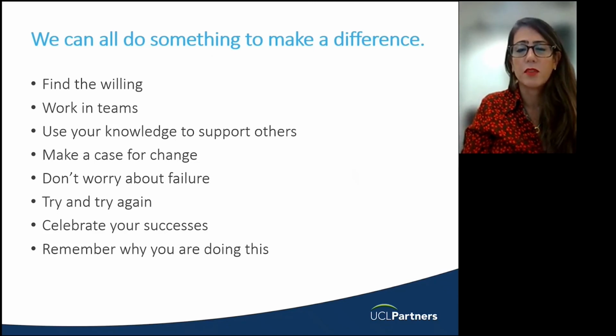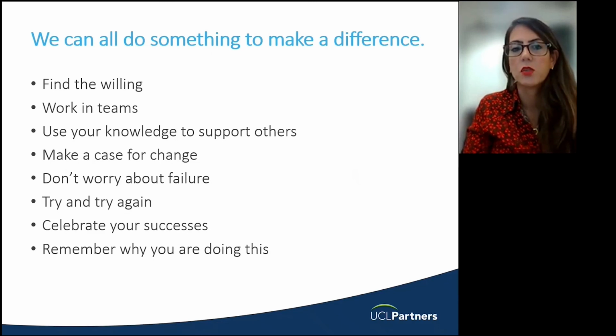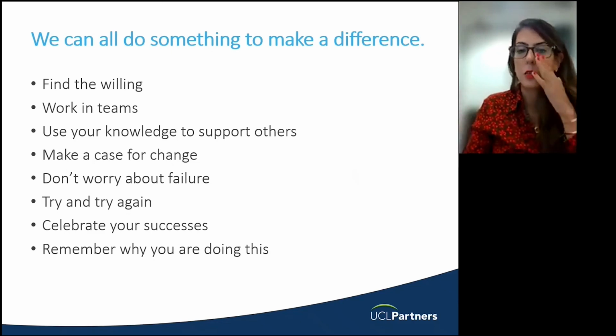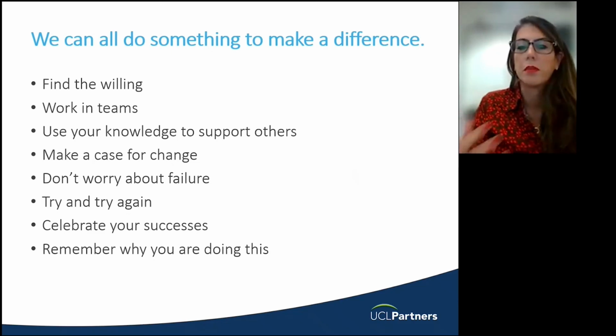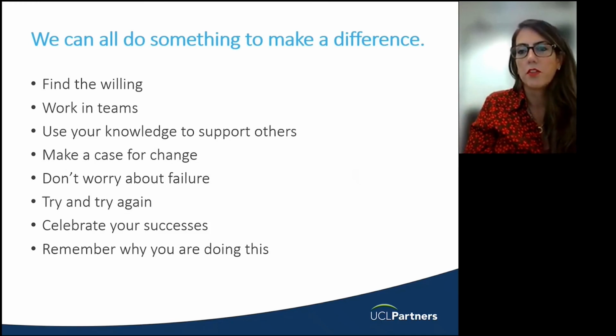Try and work in teams, because it can get really lonely working on your own on this stuff. And if you've got some expert knowledge and you're not the one who's going to be delivering the change, make sure you're using your knowledge to help support others. You can do that through helping make the case for change. It might be some of the data you're collecting through the audits, might end up in the business cases, etc. But just think about what's your role here to help make change happen if you're not directly delivering it.